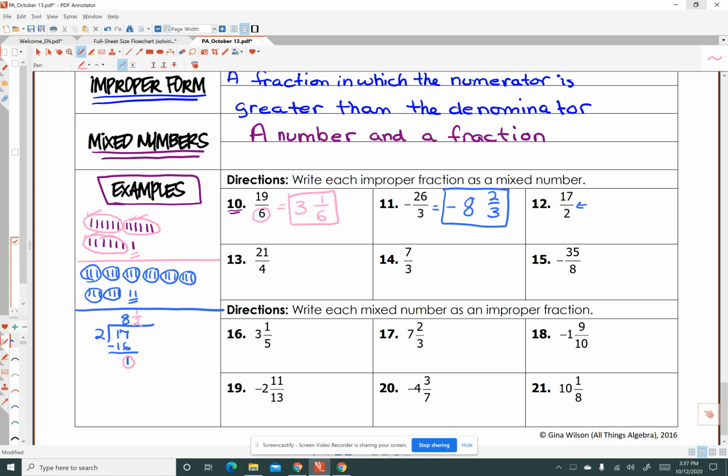You see how I did that? I divided 17 by 2. I got 8 whole, and then 1/2 left over. The remainder becomes the numerator, and this is the denominator. So 17/2 converts to 8 and 1/2. So try the next 3 on your own. Take a minute, pause the video, and see if you can do them yourself.